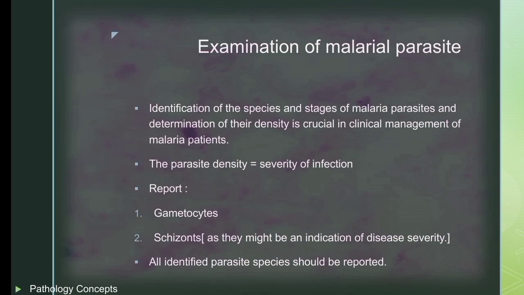Parasite density provides information on the severity of infection and on the response to treatment. All identified parasite species should be reported. Gametocytes are not counted, but their presence is always reported. And also, the presence of schizonts is reported as they might be an indicator of disease severity.